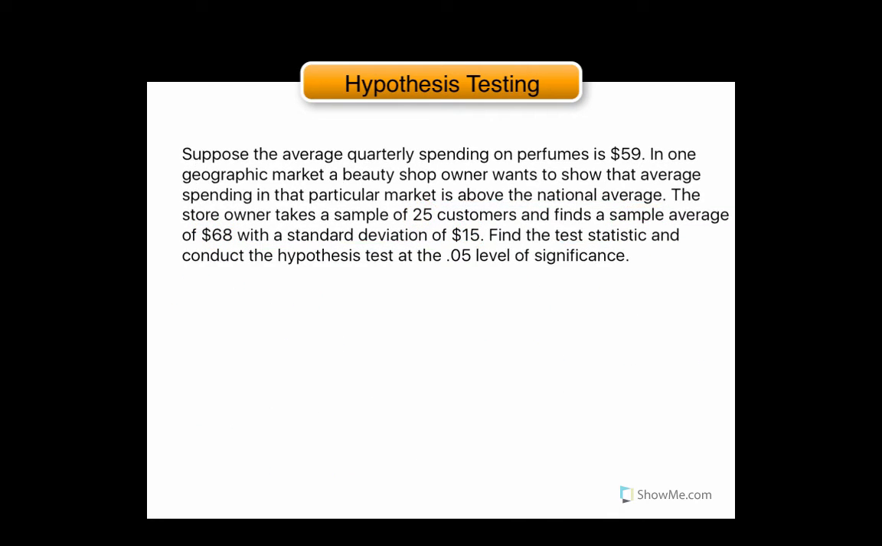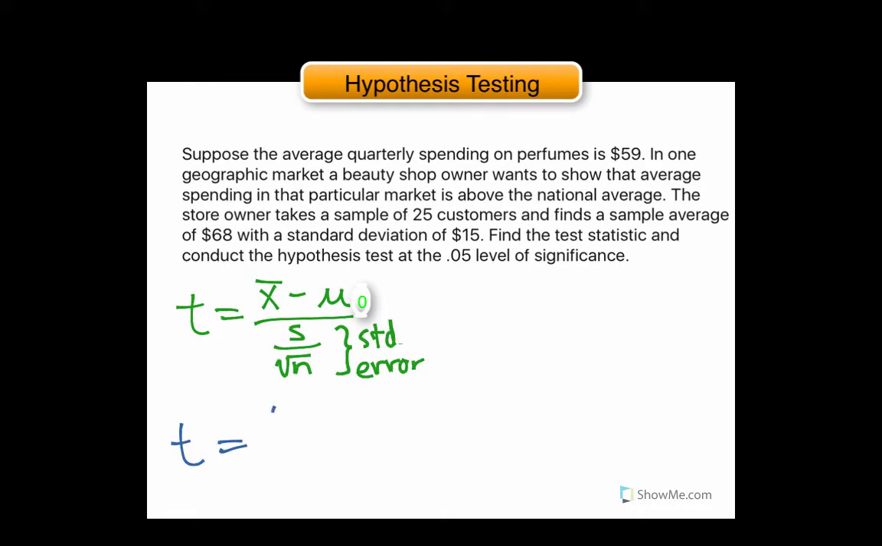Okay, so we've identified the key information. So now we can calculate the test statistic. So I'll write the formula down again. X bar minus the mean divided by standard error. And standard error is this whole thing. Standard deviation divided by square root of sample size. So based on the information we picked out in the last slide, that would be 68 minus 59, X bar minus mu, divided by 15 was our standard deviation, over square root of 25.